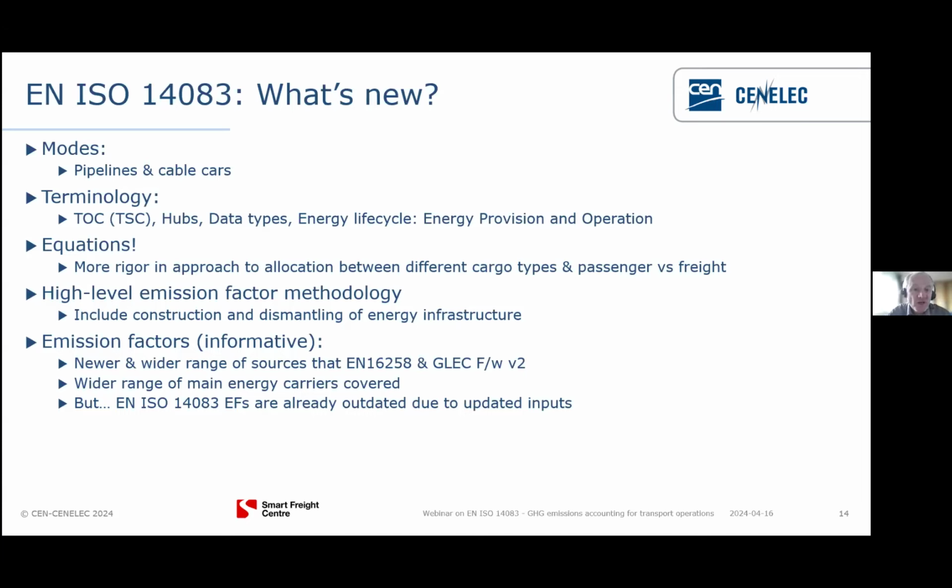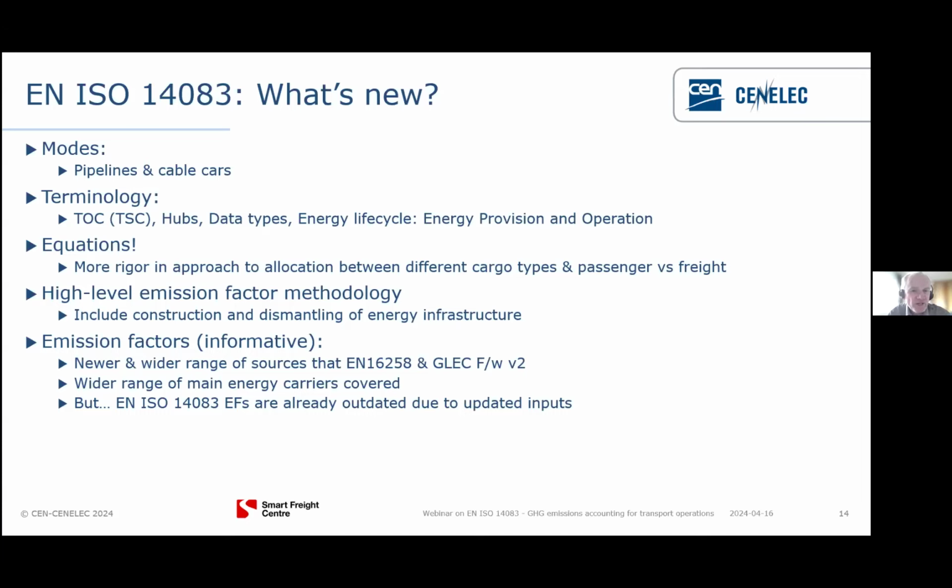In terms of what's new, modes, additional modes, pipelines and cable cars that weren't covered in previous documentation. The terminology has been updated, so I'm going to talk a little bit about transport operation categories, but reference to things like hubs, so that we have neutral language that could be applied to both passenger and freight transport. References to updated definitions of data types, and also the energy cycle, so that we're clear about what the emissions are with energy provision in the upstream part, and then the emissions that come from the operational phase.